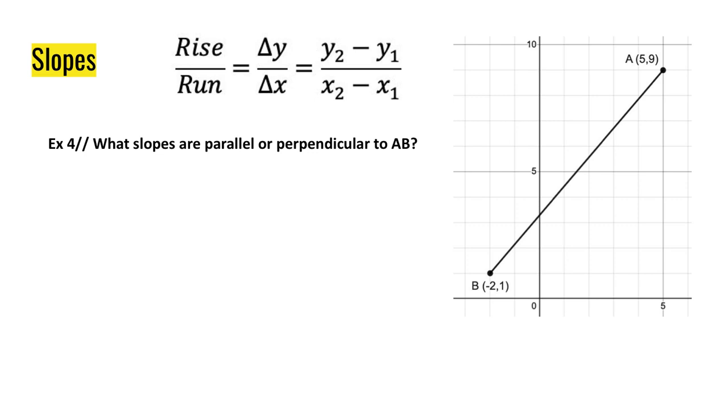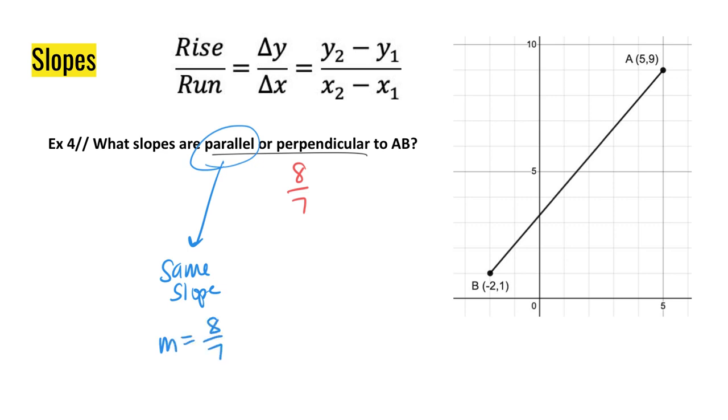Why do I care about calculating slopes? Because slopes are helpful in recognizing what might be parallel or perpendicular. We know that the slope of this line is 8 over 7. We just calculated that a moment ago. If I was going to have a parallel line, I need to have the exact same slope as this line, and I would also have a slope, m is our algebraic notation for slope, of 8 over 7.